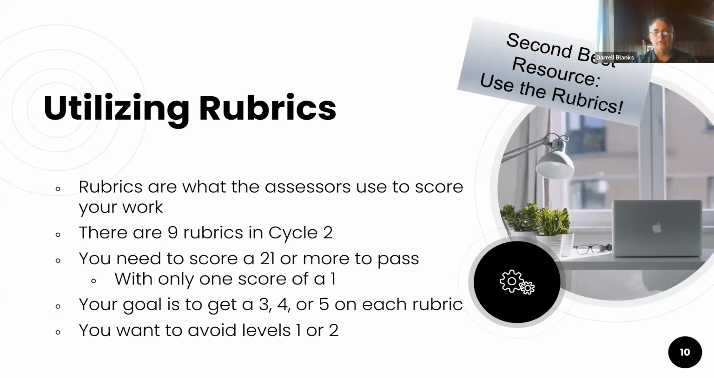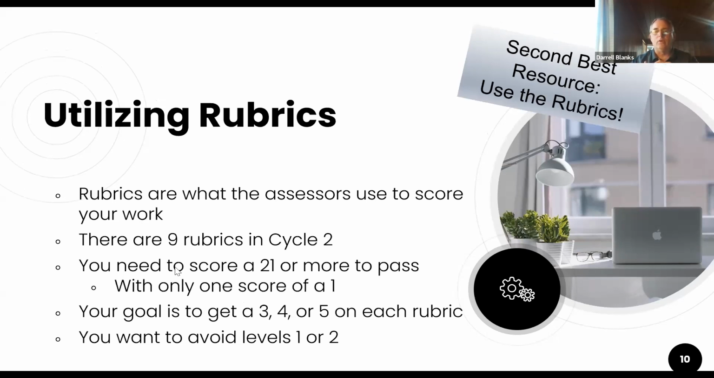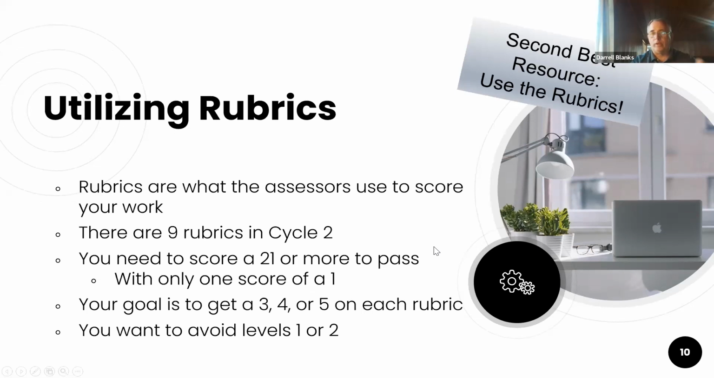But for cycle 2, there's 9 rubrics. You need a score of 21 or more to pass, and you cannot get more than one level 1. So one of the things to really focus on is looking at the evidence for level 3, 4, and 5 and asking yourself, once you've completed your templates, do I have evidence that shows level 3, 4, or 5 is met in each of these 9 areas? You really want to look at levels 1 and 2 to know what to avoid. So in several cases, there's places where if you leave something out, then you'd end up with a level 1. You really want to try to avoid level 1s, makes it difficult to get the total score. And again, you only get one of those and then you don't pass, no matter how much your total score is. So let's take a look at the rubric for a second.